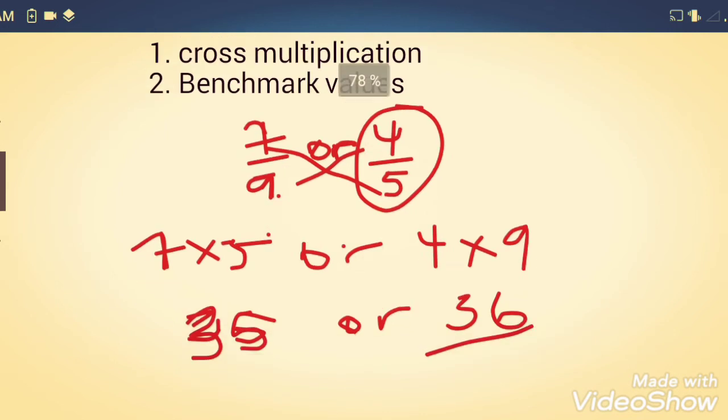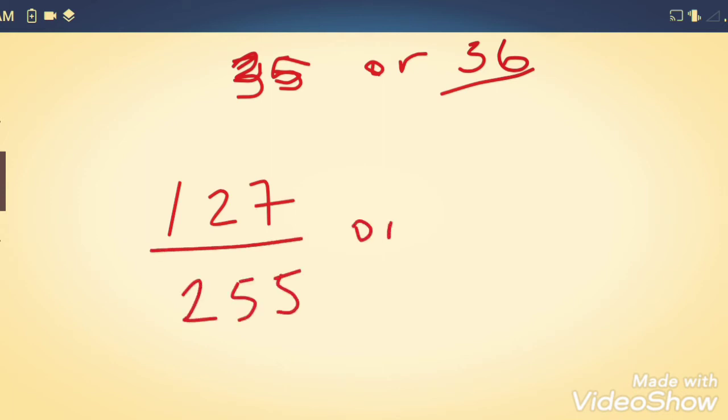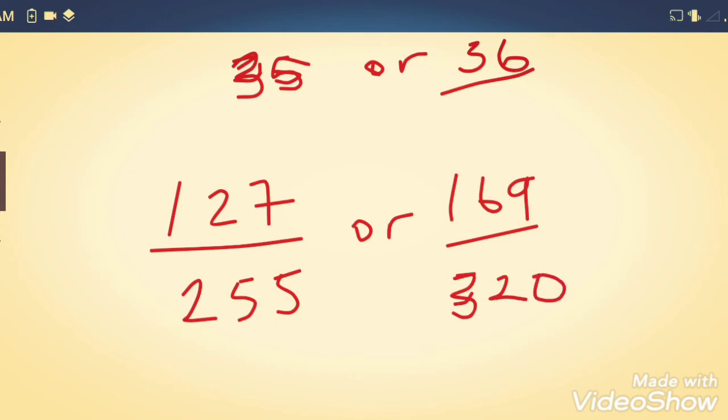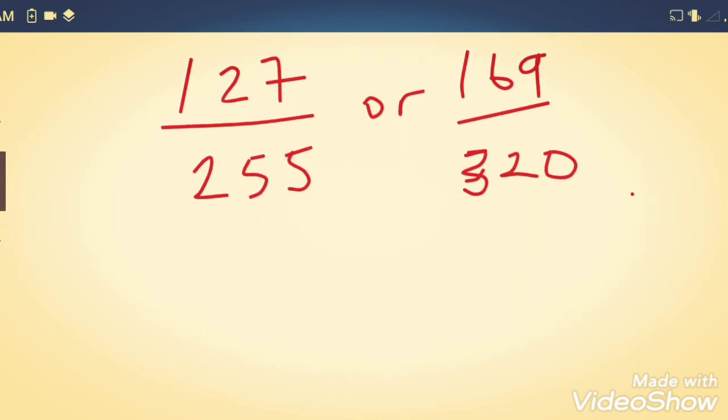Now when you have, let's say, something like 127 over 255 or 169 over 320, you can see the values in these fractions are quite large. If you use cross multiplication, it's not going to be easy, and since you're not allowed to use a scientific calculator, you have to find a way of doing this as fast as possible. So this is where we use the benchmark values.